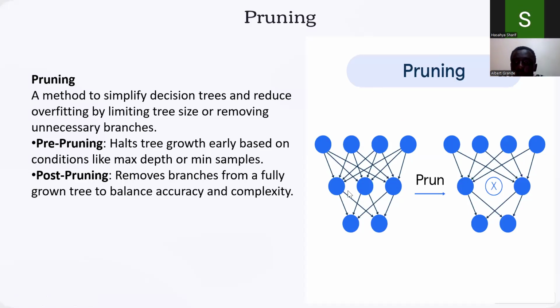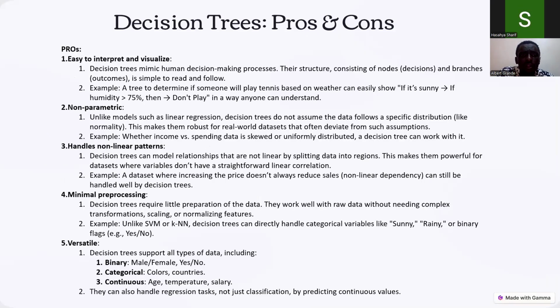removing this branch helps us to reduce the overfitting problem in these decision trees. There are two types of pruning, that is pre-pruning and post-pruning. Under pre-pruning, we halt the growth of the tree based on conditions like max depth and minimum samples. In post-pruning, we remove branches from a fully grown tree to balance accuracy and complexity. Since we've covered most of this under artificial intelligence, I won't go into too much detail, but that's pruning. And then we have the pros and cons of decision trees.